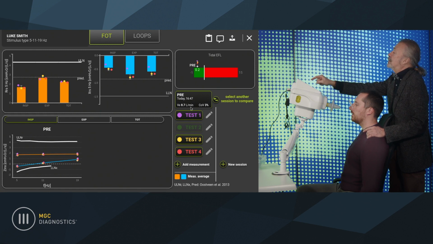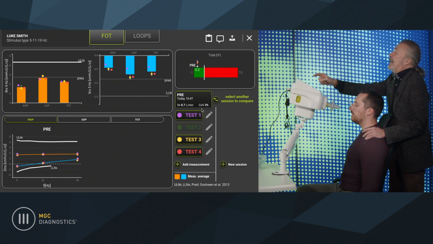The coefficient of variation is 3% over the chosen 3 measurements out of 4. So this was the 4th measurement. We let the system decide which ones are the best 3. So I selected the 1st, the 3rd, and the 4th.